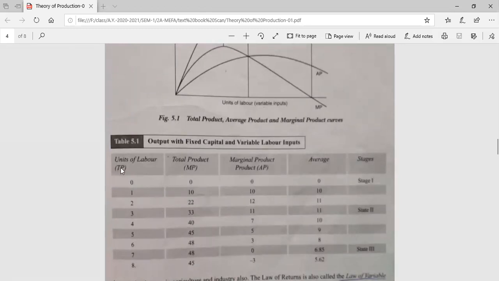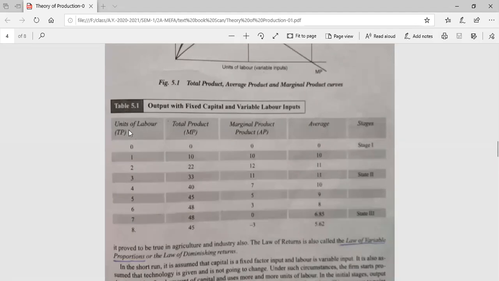This TP has to be here. This MP has to be here, and this AP has to be here. Okay. So here you see these units of labor. You are taking units of labor. Initially, when there is zero input, automatically there will be no production. Okay. So when there is one labor, total products are 10.